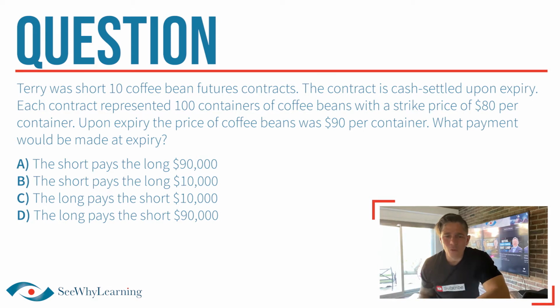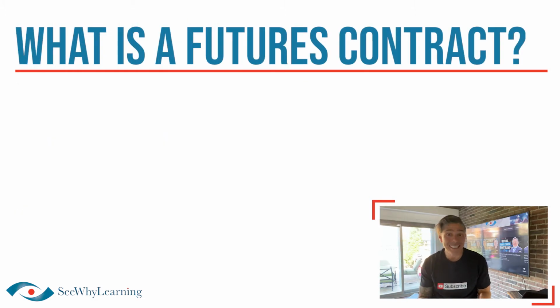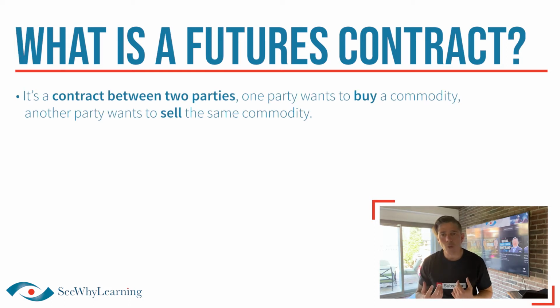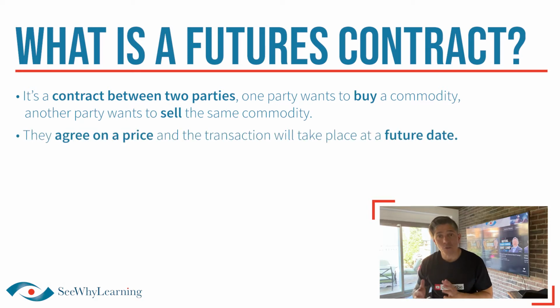So first, let's talk about what a futures contract is. Well, it's exactly what it sounds like. It's a contract between two parties. One party wants to buy a commodity. Another party wants to sell that same commodity. They agree on a price, and the transaction will take place at a future date. And that's where the name futures contract comes from. Maybe it's in 30 days, 60 days, 90 days, whatever the case may be. So simply put, it's a contract between two parties where one is going to buy, the other is going to sell. They're going to agree upon a price and a future expiry date, and that's when the transaction will actually occur.